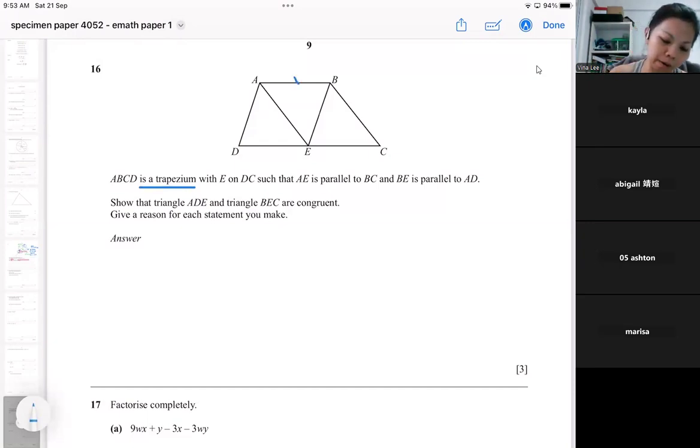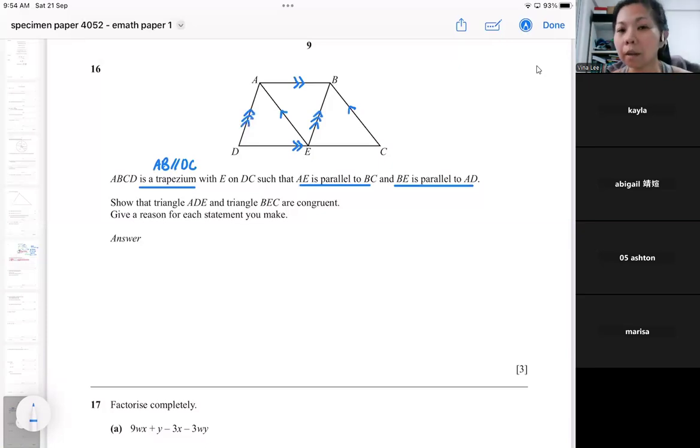So where is that pair of parallel lines? It's AB and DC. So you must infer the parallel line. And then after that, they give you more parallel lines: AE parallel to BC, and then BE parallel to AD. So they gave you a lot of parallel lines.